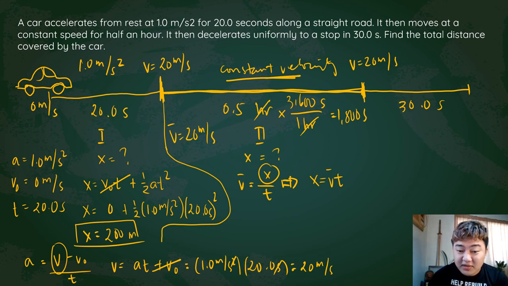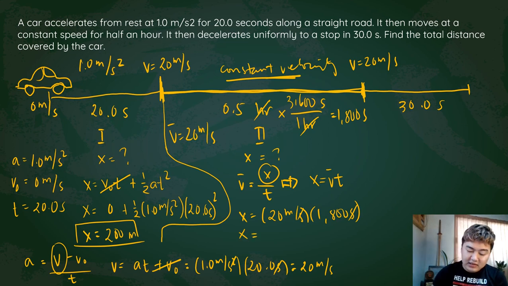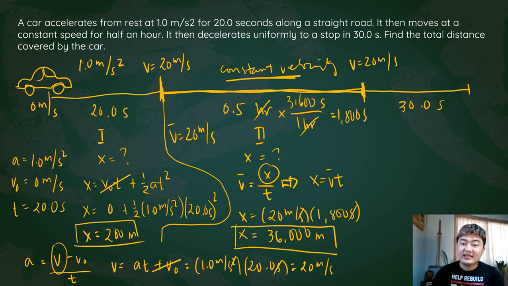So you just need to substitute these values. Your displacement is equal to 20 meters per second times 1,800 seconds. So you're left with meter. So that's 20 times 1,800. That will give you 36,000 meters. Therefore, our displacement at this stage of the motion of the car is 36,000 meters. So let's divide that as well.